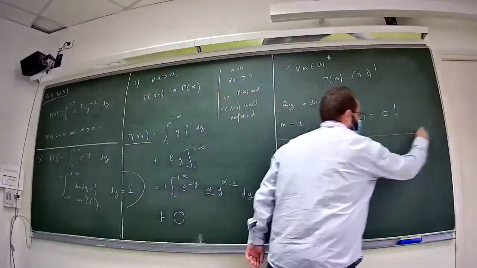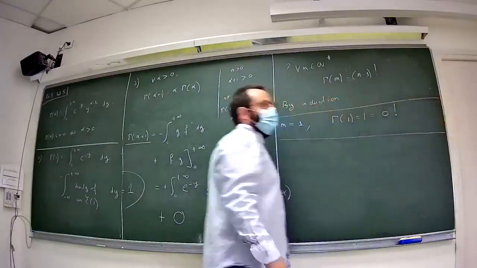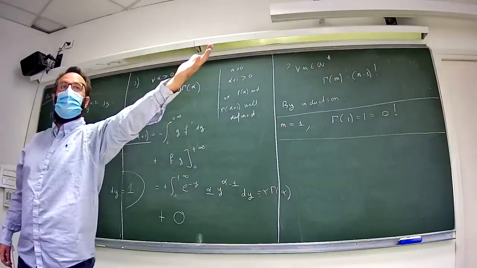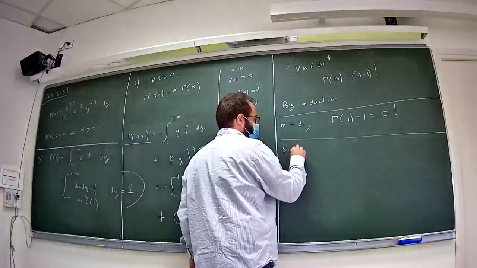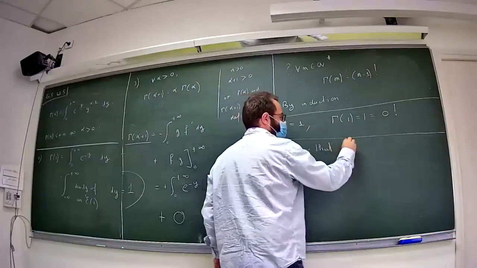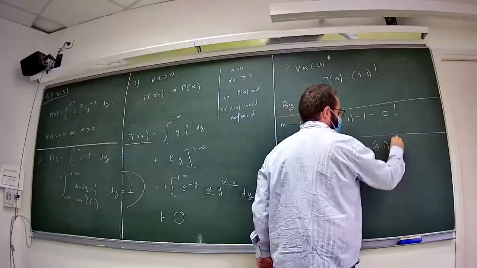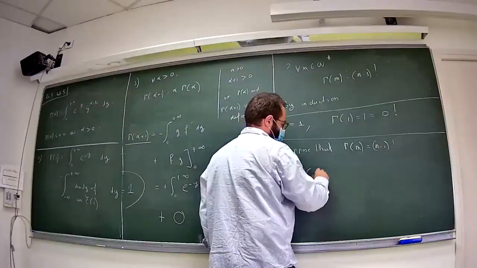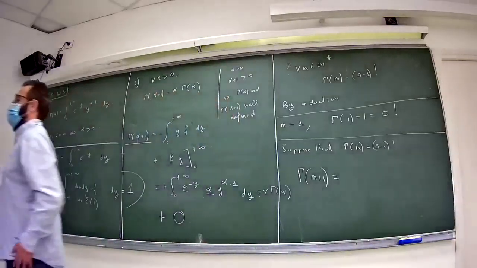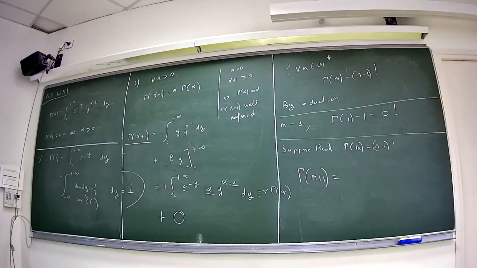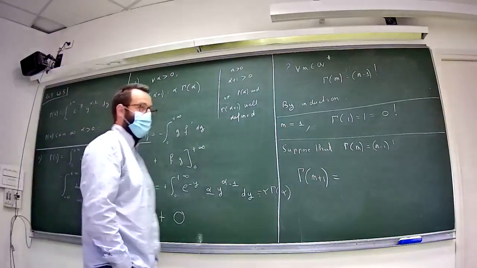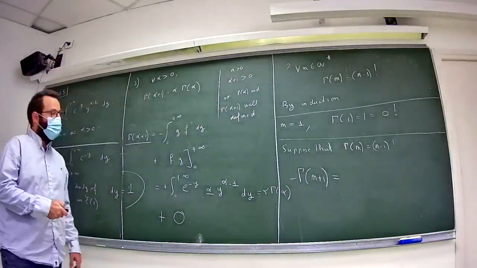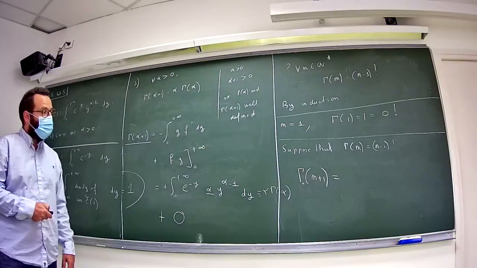So I have initialized my induction. Now I have to prove the heredity. We are going to suppose the property true for n, and we are going to prove it for n plus 1. So suppose that gamma of n is equal to n minus 1 factorial, and my job is to prove that gamma of n plus 1 is equal to n factorial. As usual, when I have to do an induction, I have to make the link between what I want and what I know. What will be the link between gamma of n plus 1 and gamma of n?